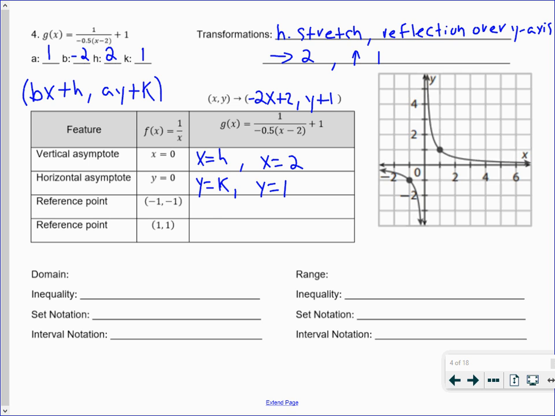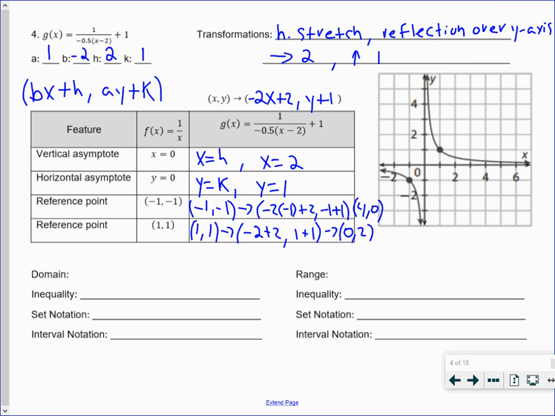Our reference points, -1, -1, and 1, 1, we're going to plug them both into the transformation rule that we just found. When we do, we get -2 times -1 plus 2, comma, -1 plus 1. When we solve this out, we end up getting 4, comma, 0. Now for the second reference point, 1, 1, we'll do the same thing. Plugging into our transformation rule, we get -2 plus 2, then 1 plus 1, which gives us 0, 2.